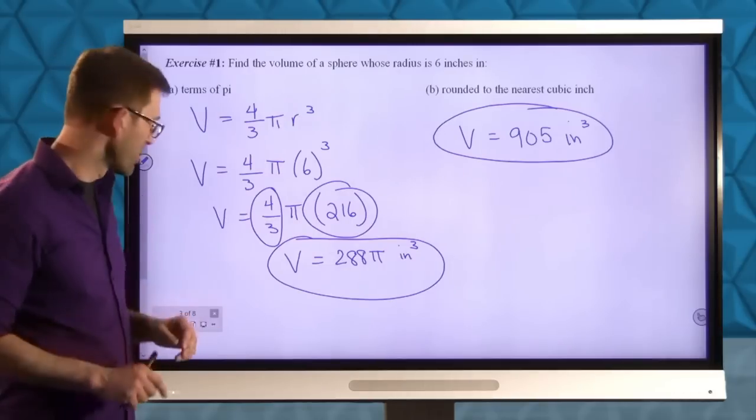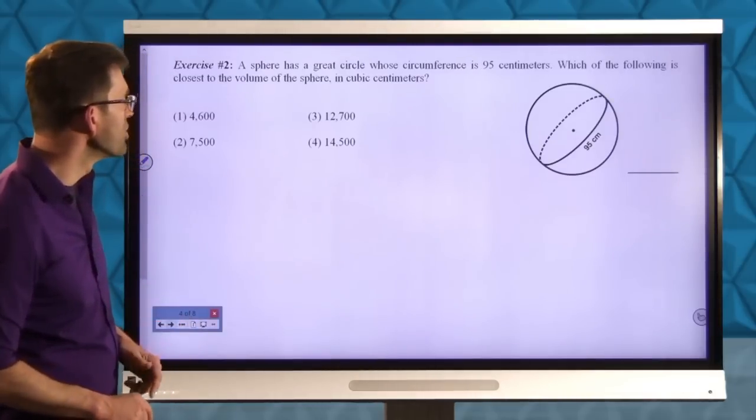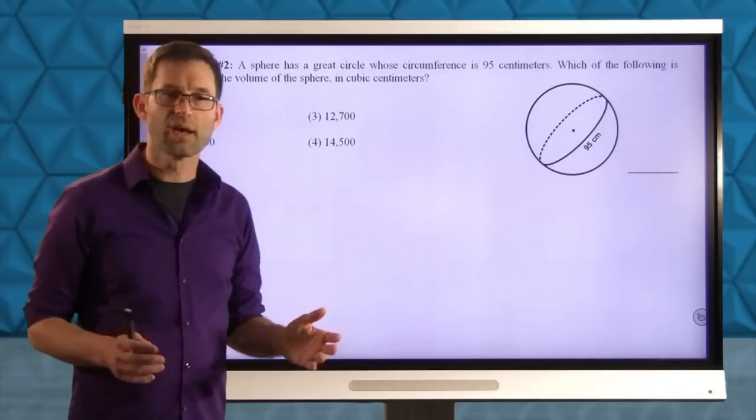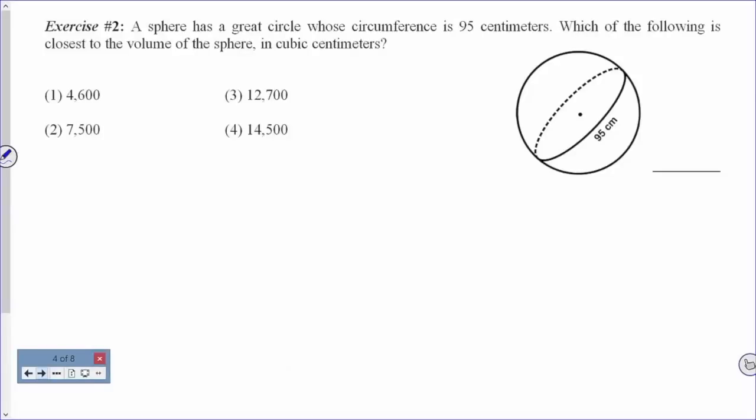All right, well, that's a real kind of plug and chug problem. Let's see if we can get something a little bit more interesting. All right, exercise number 2. A sphere has a great circle. We'll talk about that in just a minute. A great circle whose circumference is 95 centimeters. Which of the following is closest to the volume of the sphere in cubic centimeters?